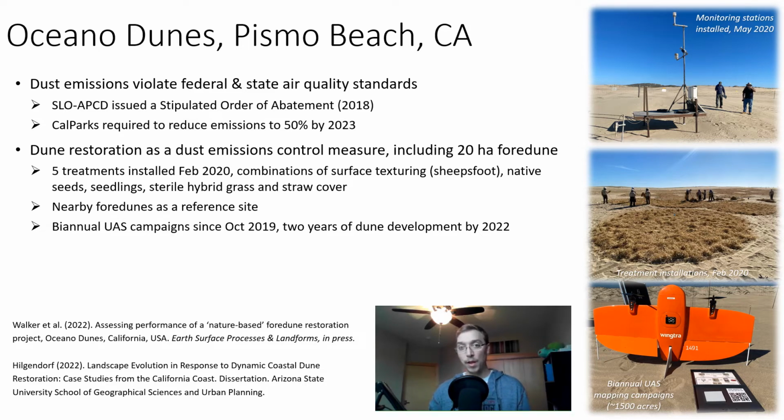It included a 20-hectare foredune, which had 5 different treatments installed in February of 2020 from a combination of surface texturing, so what we call a sheep's foot roller. It's basically looks like a rolling pin that's got these basically prongs sticking out of it. The point is to dimple the surface. You push it with a bobcat or a tractor of some type. Then we had native seeds, seedlings, a sterile hybrid grass, and straw cover. All of these things were used to try and restore the system.